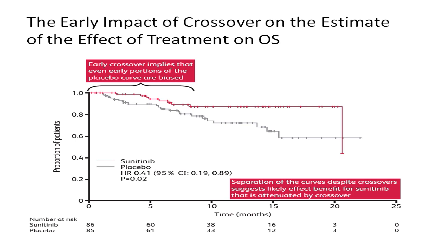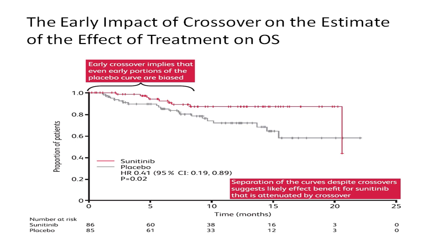Not only was crossover common, it also occurred early. By 3 months into the study, about 30% of the crossovers had occurred. By 6 months, almost half of the placebo group had been receiving sunitinib. Therefore, the influence of the crossover is prominent right from the early portions of the trial.